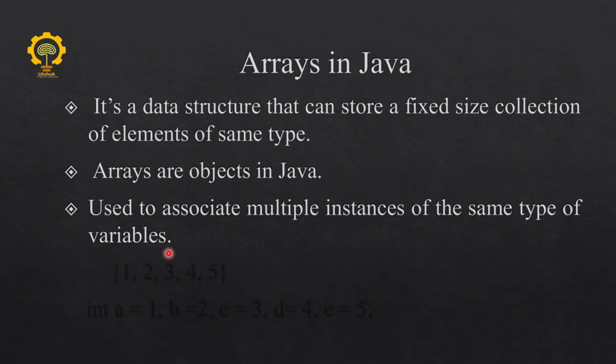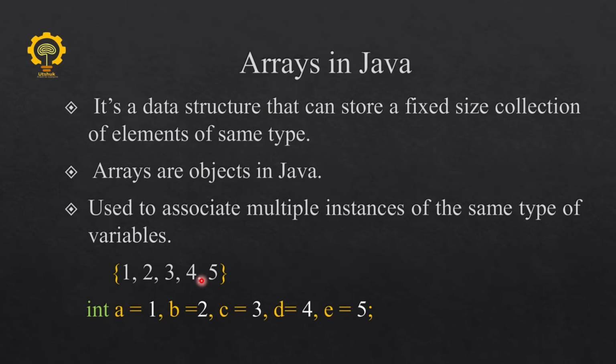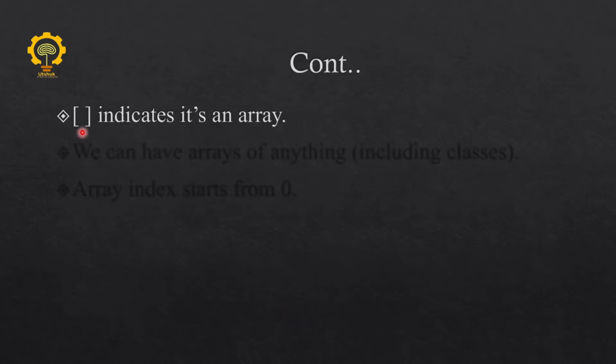And suppose we have numbers like 1 to 5, and we want to store these values, then without an array, we have to declare a variable for each of these values. And suppose we have large numbers like 1 to 100, is it possible to declare a variable for each element? So here an array plays a vital role for declaring a single variable and storing different values of the same type within a single variable. So this indicates that it's an array.